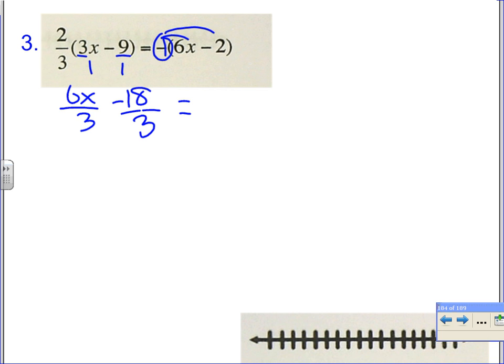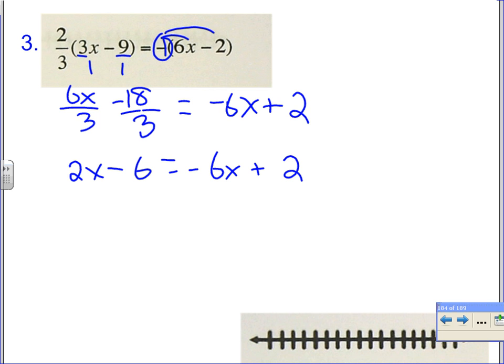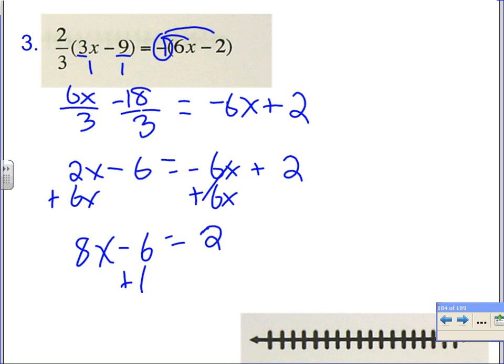Yeah, I'm going to keep going. Adam. Yep, and then from there, I would simplify these because they end up being nice. And I'll keep going. Get all the x's to the left. So 8x minus 6 equals 2. And then add 6 to both sides. So we get 8x equals 8, x equals 1.